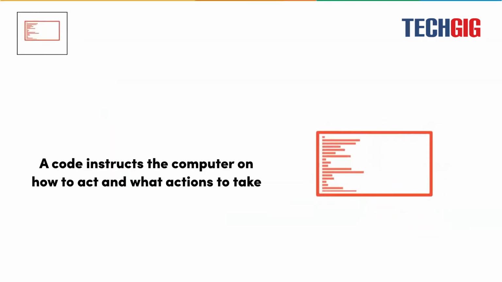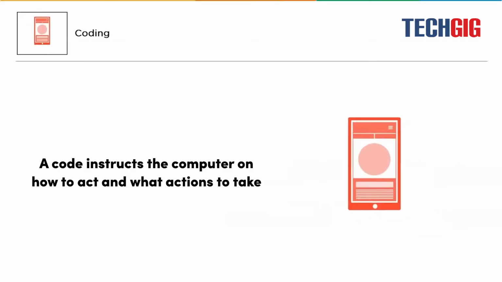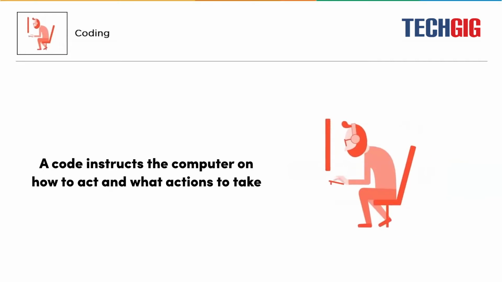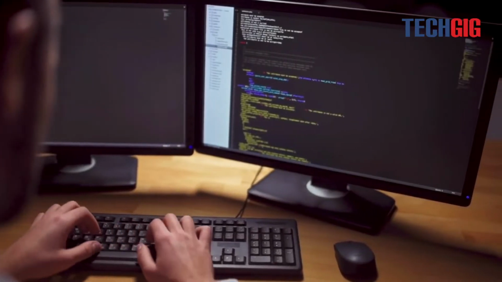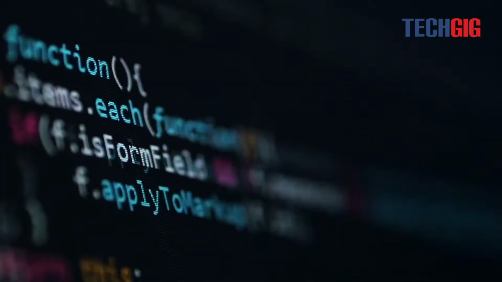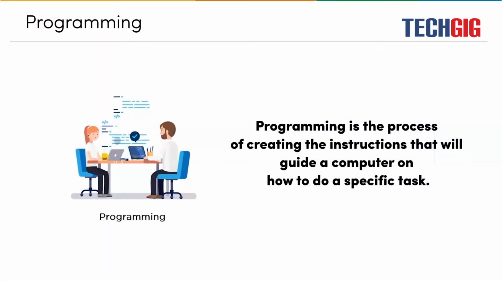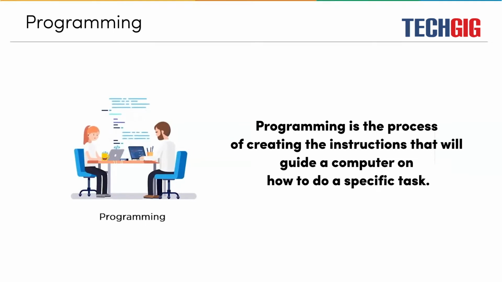Coding can be defined as the process of translating instructions for a computer from human language to machine-readable language. This code instructs the computer on how to act and what actions to take. Programming is the process of creating the instructions that will guide a computer on how to do a specific task.